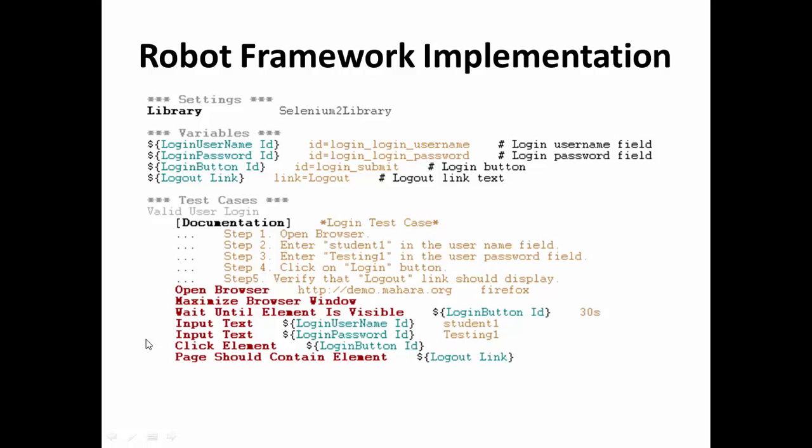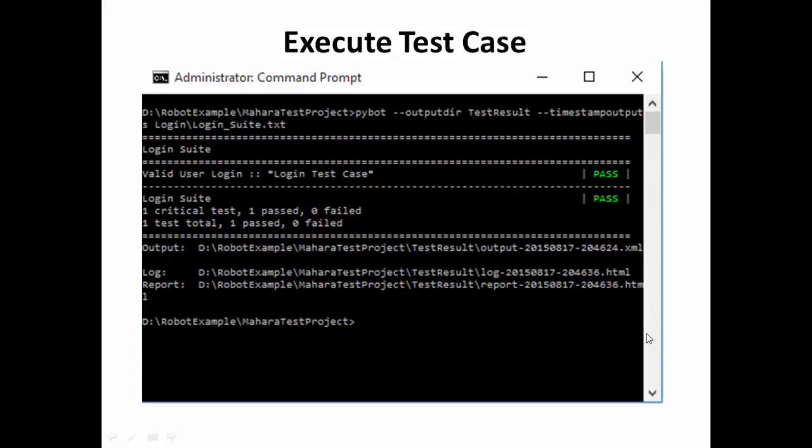Once the script is done, we can run it in 2 ways. One is the command line, the other is using Robot Framework IDE. In this introduction, I will explain how to run it with the command line. Open a command line window, open the folder where the test script is located and input the following command: pybot --outputdir test_result --timestampoutputs. This test script is located under the login folder and the test suite is login_suite.txt.